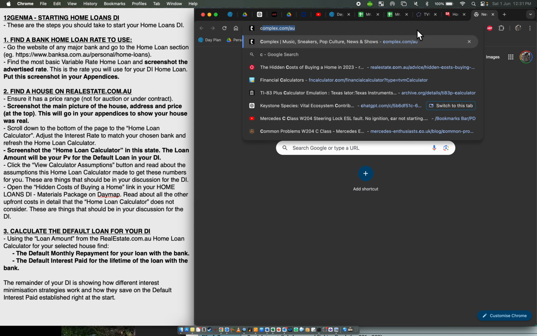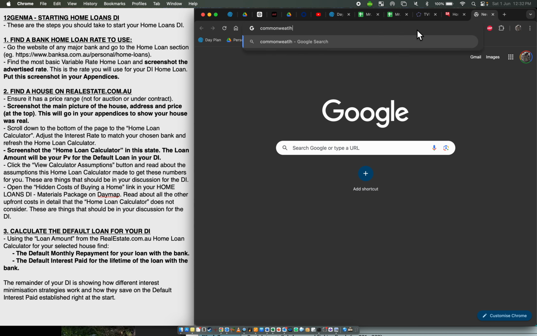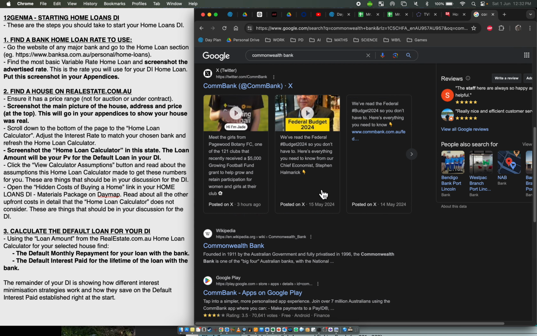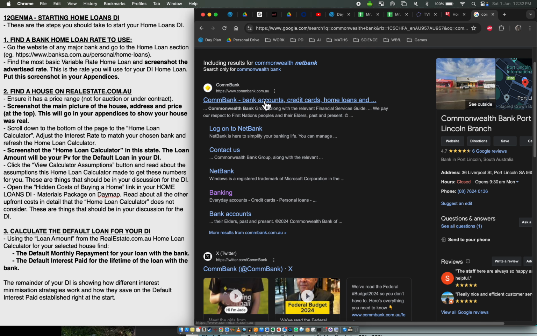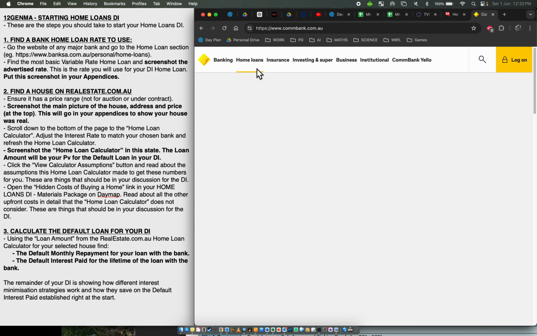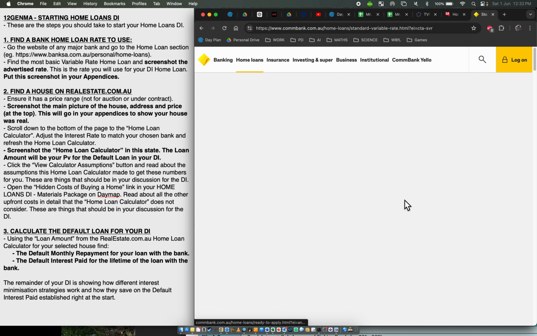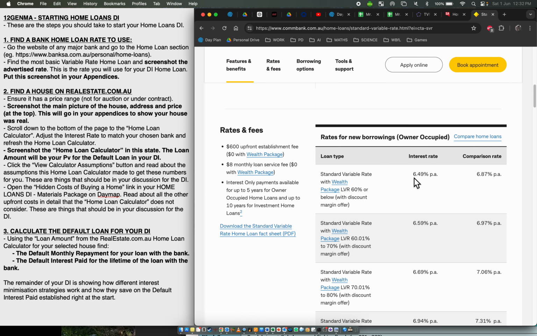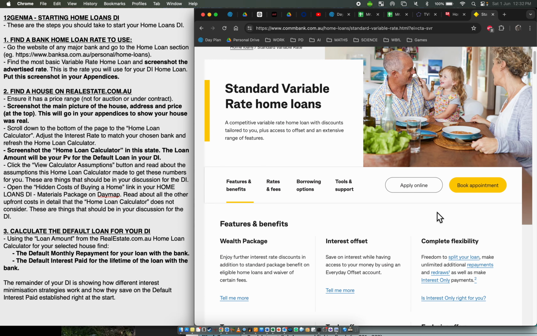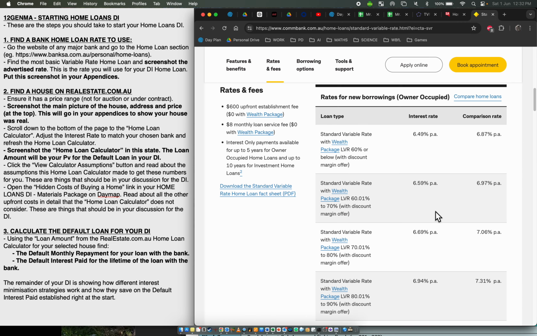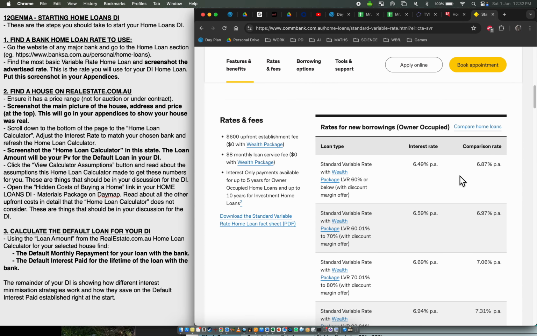Let's see what the Commonwealth Bank website looks like. I remember that it wasn't as easy to navigate. Commonwealth Bank, home loans, and usually they're advertising a rate. Yeah, see, not as easy to navigate. It's not straight up, so see our variable rate. Yes, they make it hard to look at this. This is the equivalent here for Commonwealth Bank.